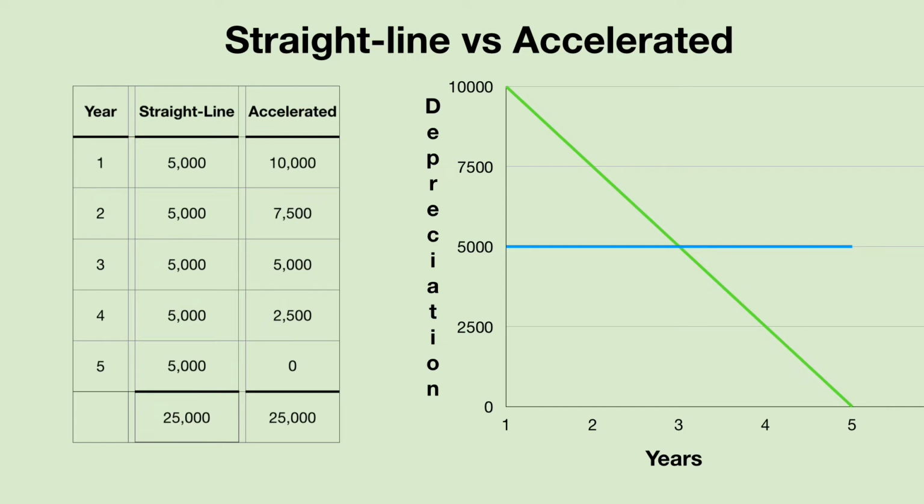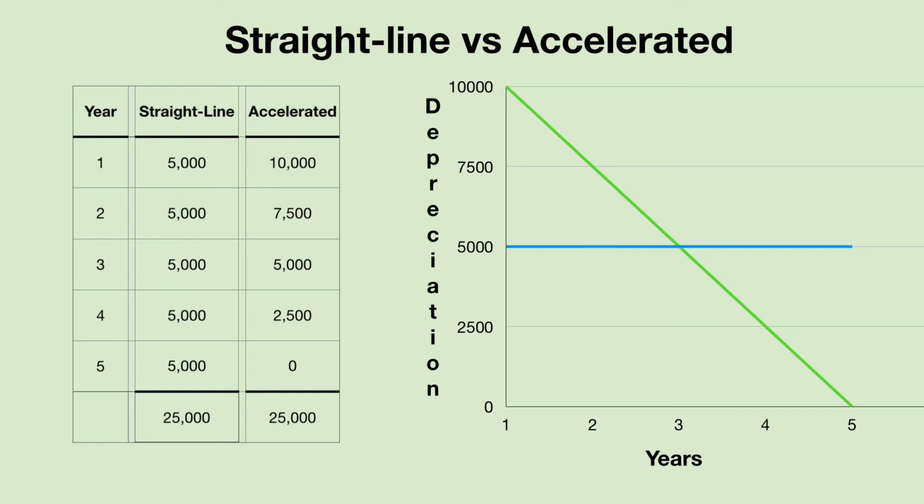Now look at the chart to the right. See that blue line? That blue line represents straight line depreciation. In year 1, the depreciation is 5,000. In year 2, it is 5,000 again. It's a uniform or equal amount of depreciation every year.